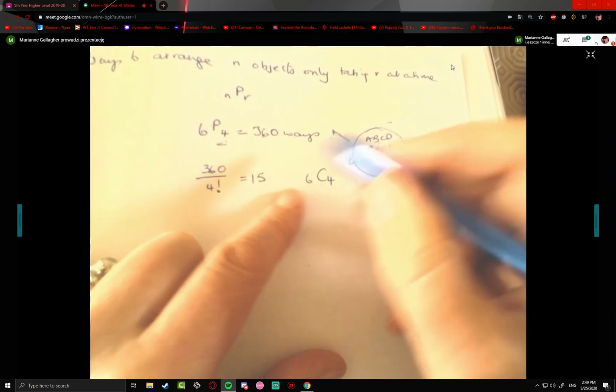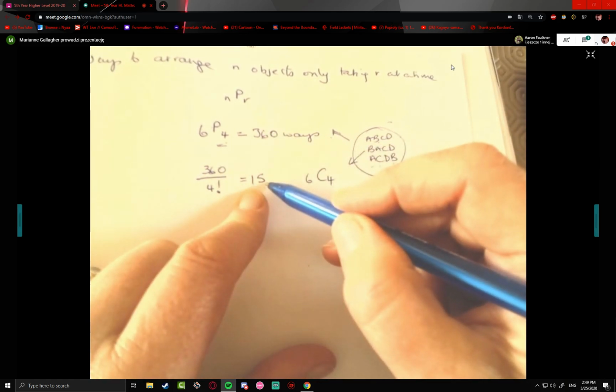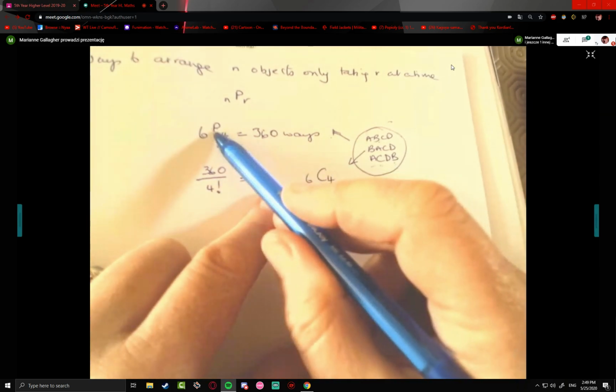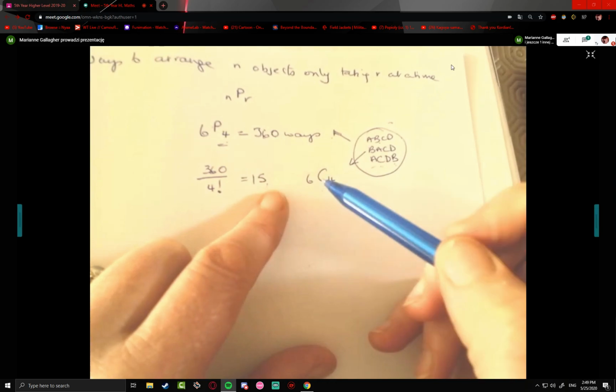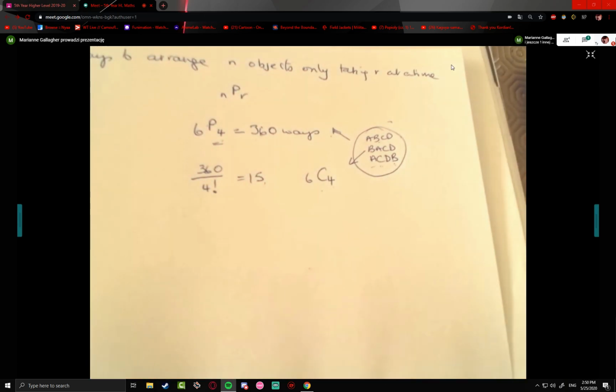So you've reduced, like from 360, you've gone down to 15 different choices. Combinations are always a lot less than permutations because the order doesn't matter. Okay? Is that all right?